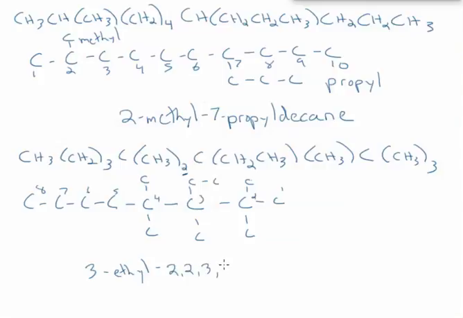So the names can get really long and really complex, but the rules are the same. So take it step by step. Draw your chain, number your chain, identify your groups, and then in your name, put the substituted groups alphabetically and always tell what carbon they're attached to.